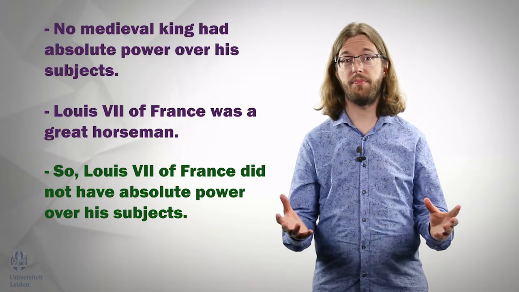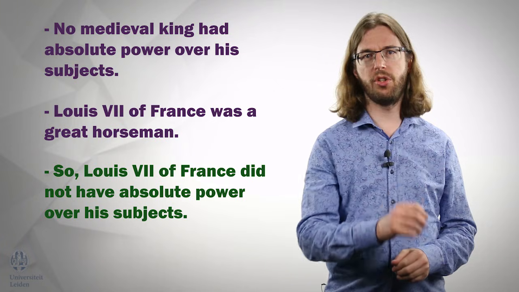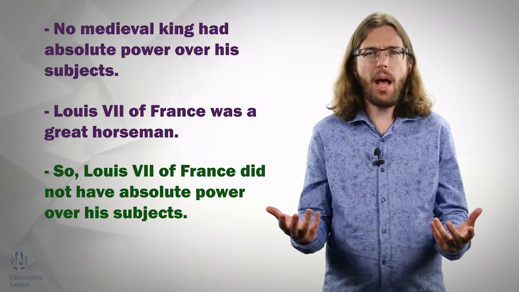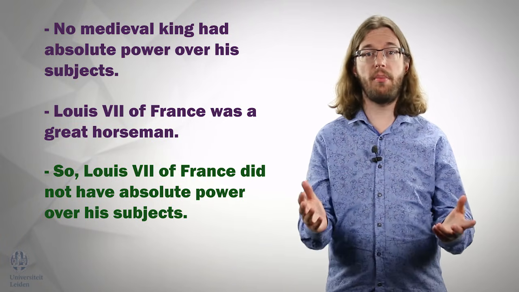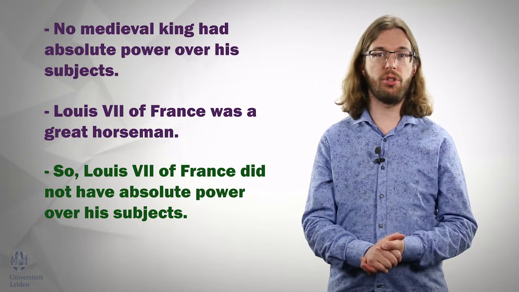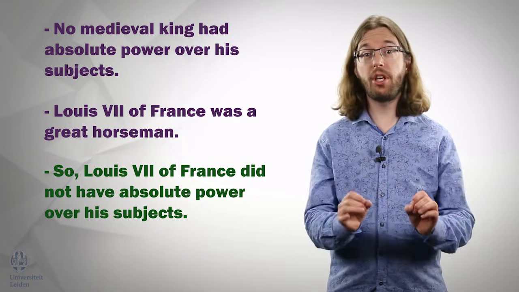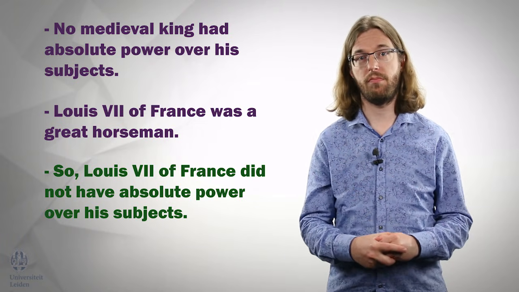It's invalid. Note that whether an argument is valid or not has nothing to do with whether the premises or the conclusions are true. Perhaps Louis VII really was a great horseman. Then all the premises and the conclusion of that argument are true, and yet the argument is invalid, because the conclusion just doesn't follow from the premises.